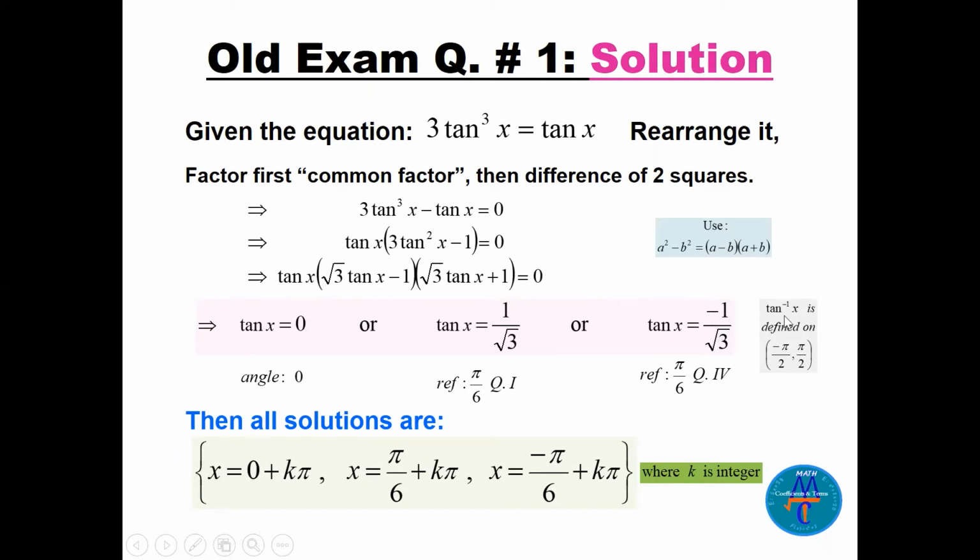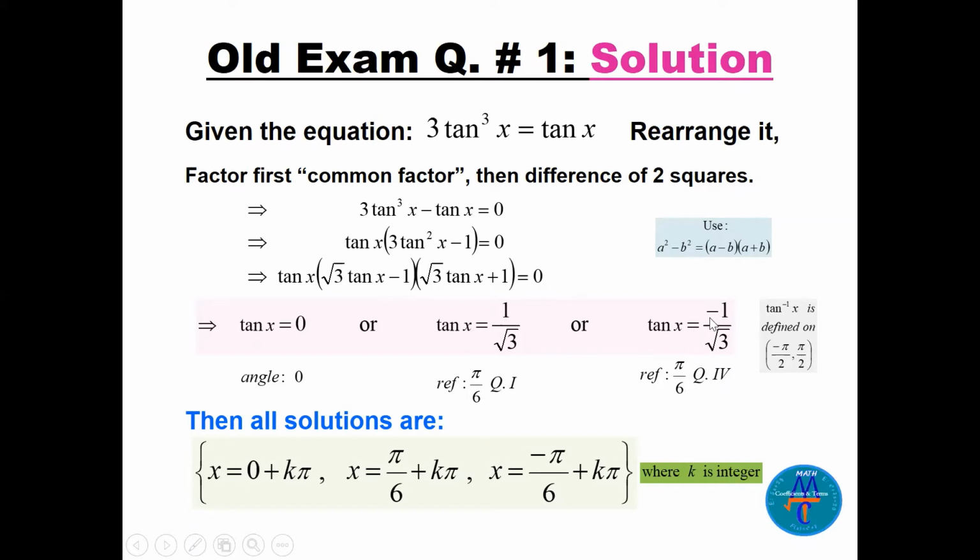Here, just to remind you that tan inverse is defined, remember, in the inverse, minus pi over 2 to pi over 2, quadrant 1 and 4. So what is the angle where tan of x is equal to 0? The angle is 0. And here we have tan of x is equal to 1 over square root of 3. The reference angle is pi over 6. And positive here, tan is positive, so this is in quadrant 1.